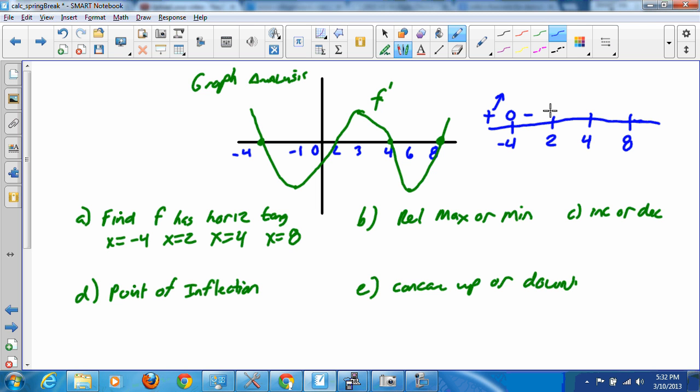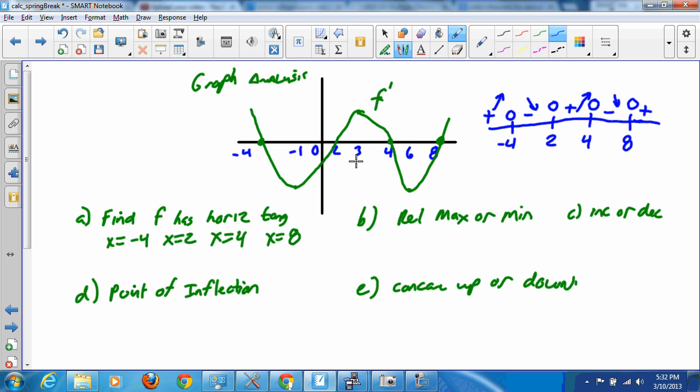and it stays negative all the way until we get to 2, where it's 0 again, and then between 2 and 4 it's positive again. So we have a decreasing portion here, and an increasing portion there. At x equals 4, it switches from positive down into the negative, so the function is decreasing. And then to the right of 8, it looks like it's continuing to increase.